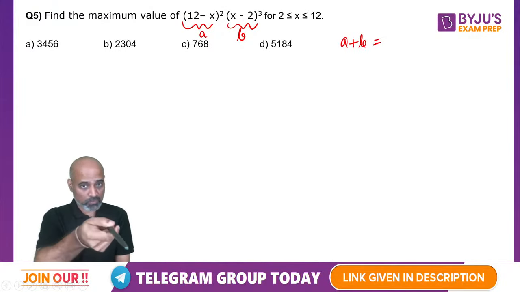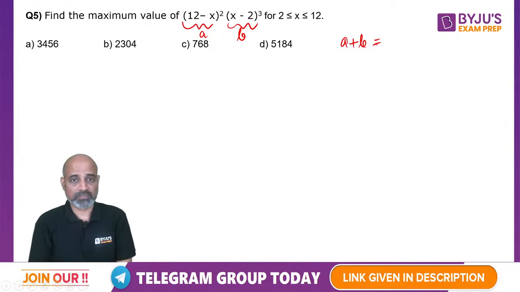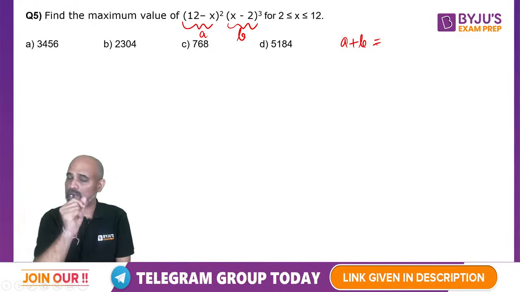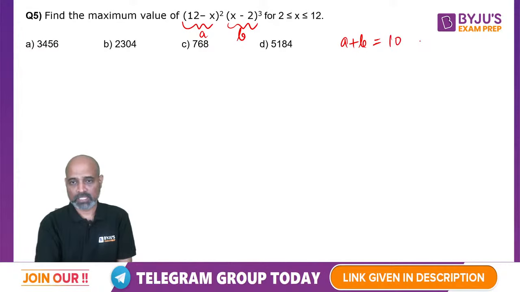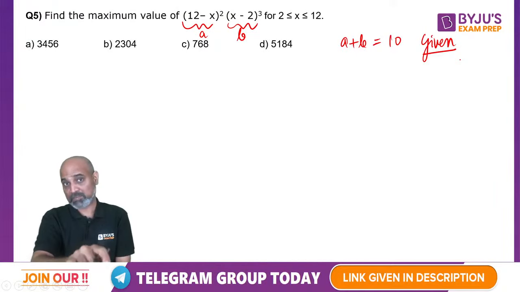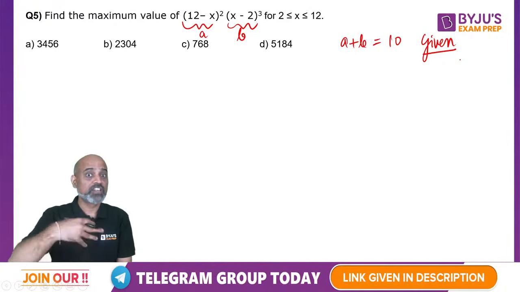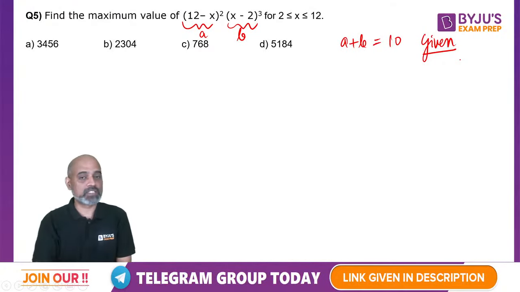As per the assumption, what do you think the sum of A and B is? Add 12 minus x and x minus 2, how much is it? 10. So can I say A plus B is 10? It is given. Given means explicitly they did not mention it. We figured out that yes, A plus B is 10.